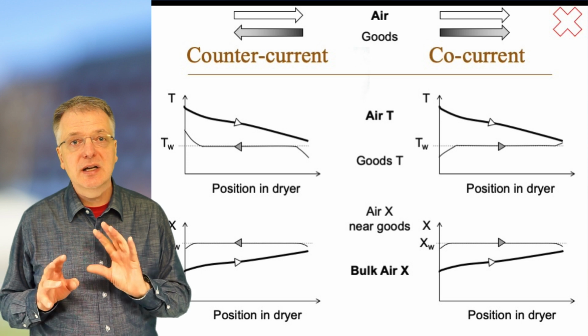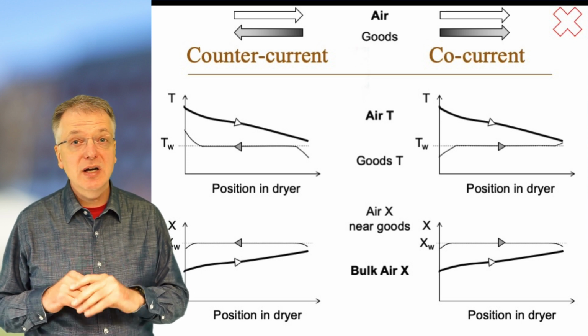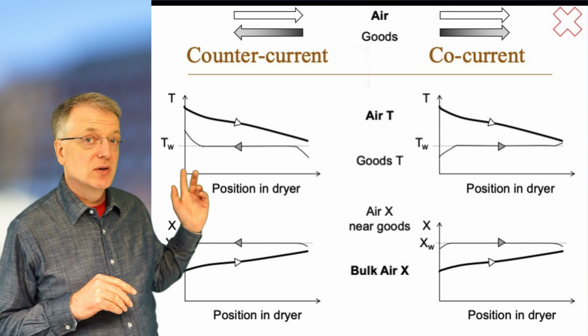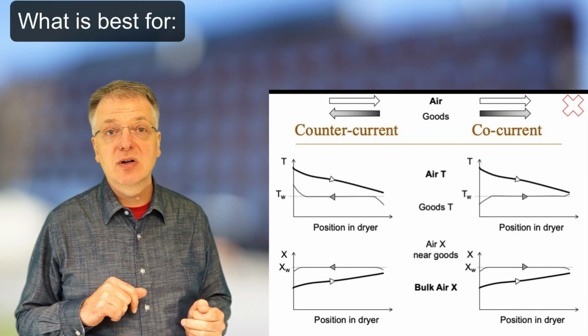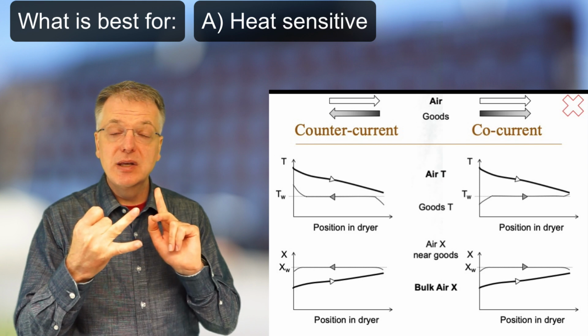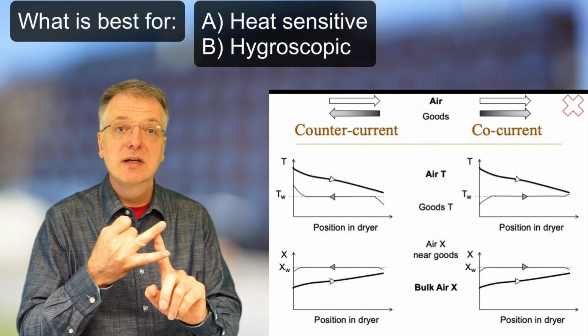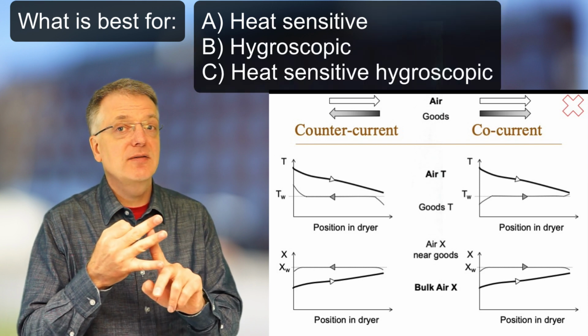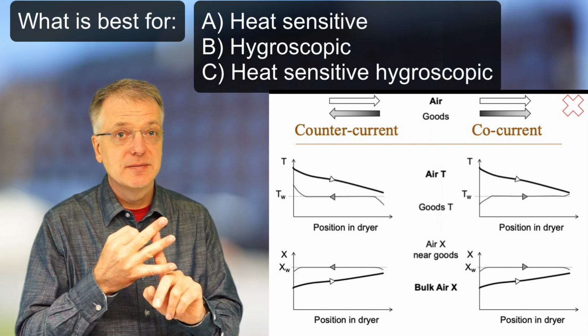Finally, to test your understanding, pause the video here and try to figure out whether co-current or counter-current dryers are best for A. Heat-sensitive materials, B. Hygroscopic materials, and C. Heat-sensitive hygroscopic materials.